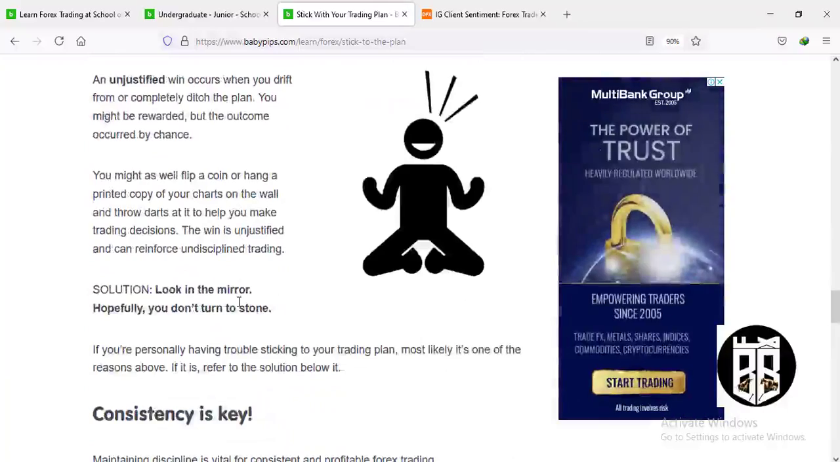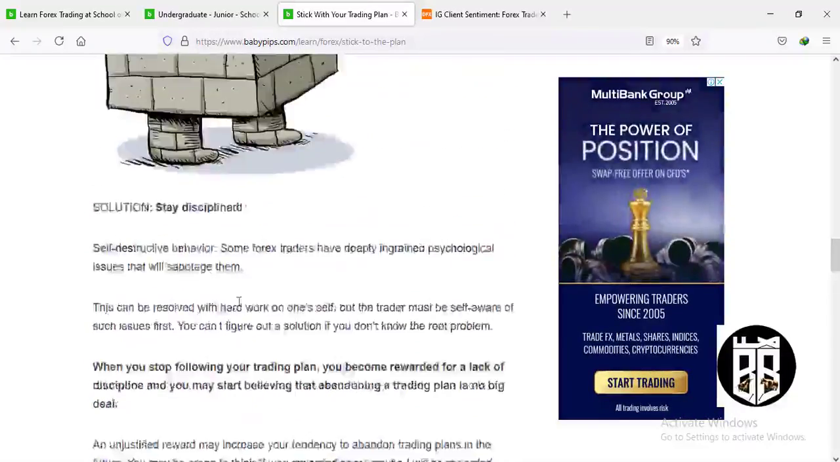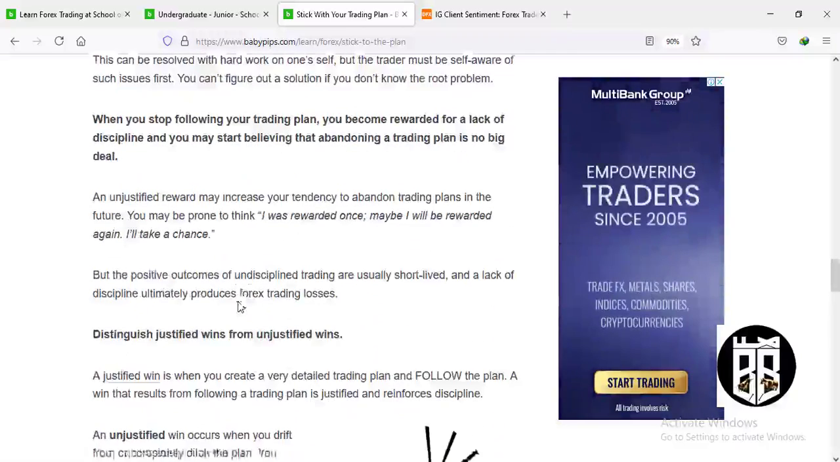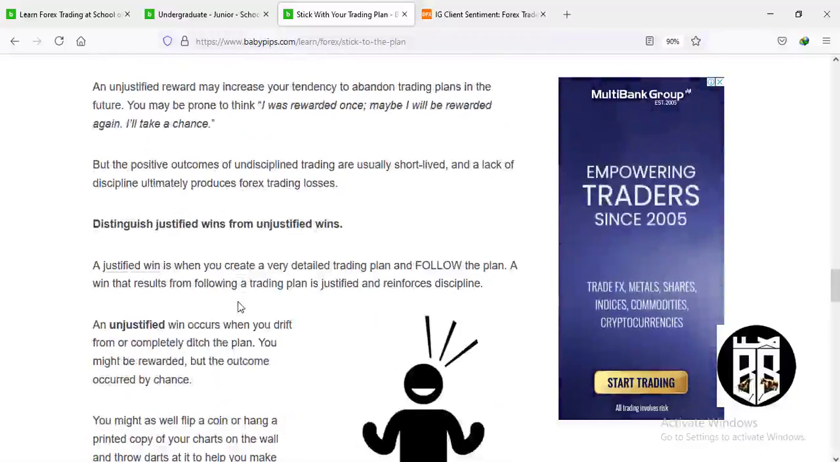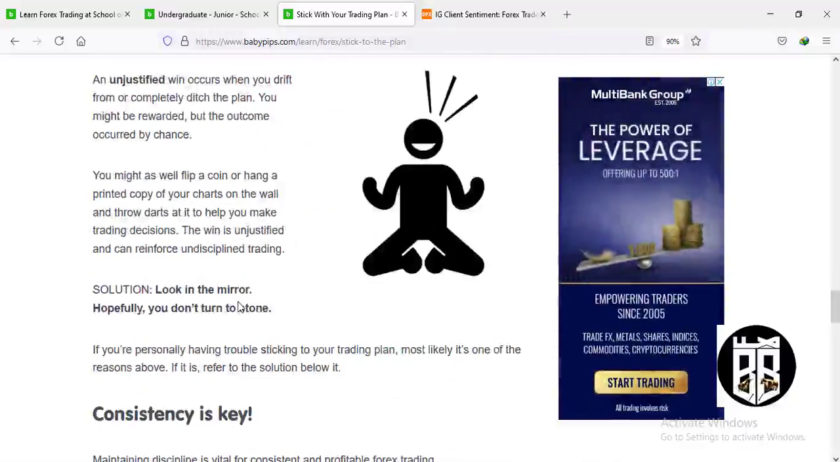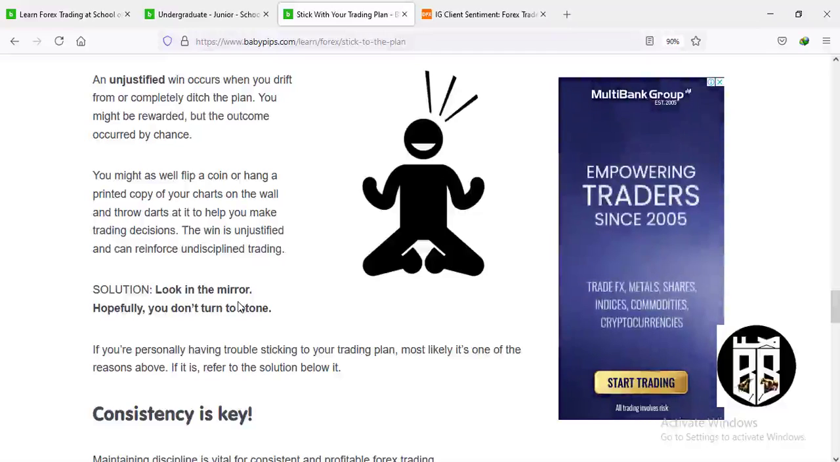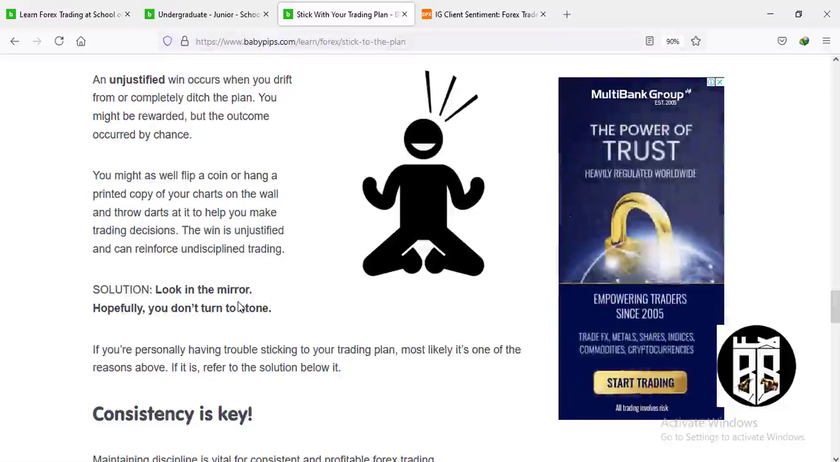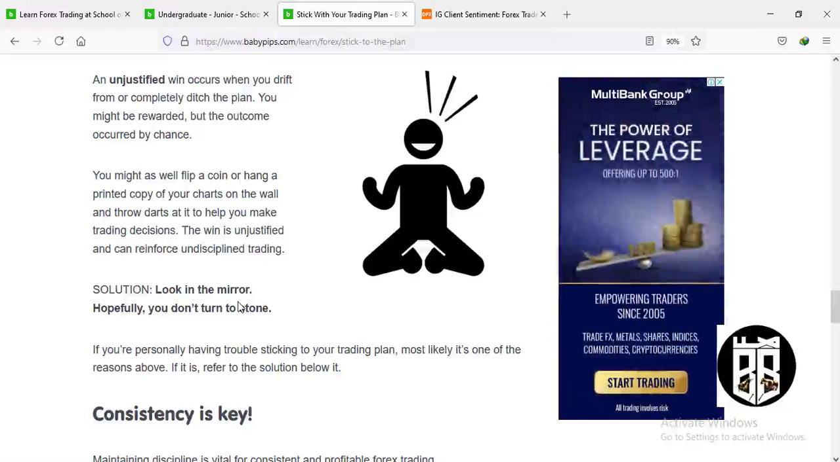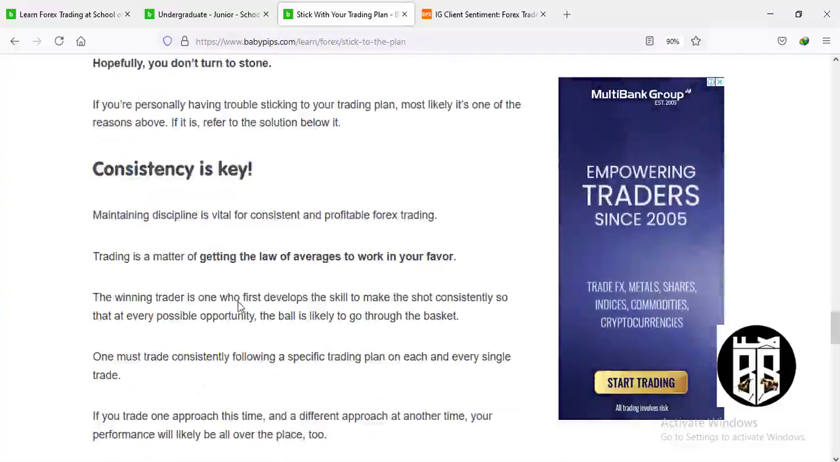Okay, so a justified win, on the other hand, is that plan that you have written out and you are sticking to it once it fits your trading criteria, and you head into the market and buy or sell. Okay, so if you are personally having trouble sticking to your trading plan, most likely it is one of the reasons above. Okay, and that's not good.